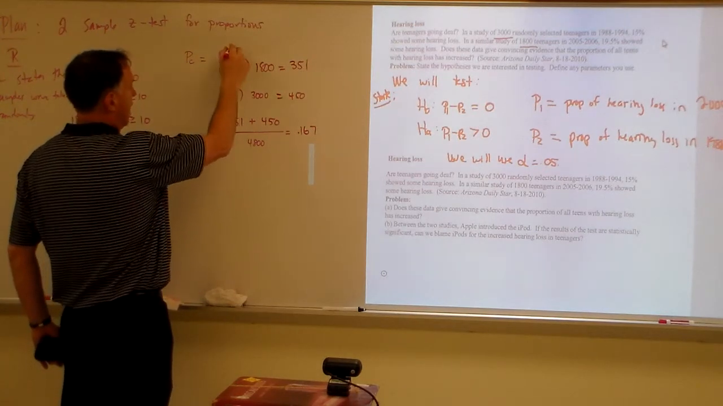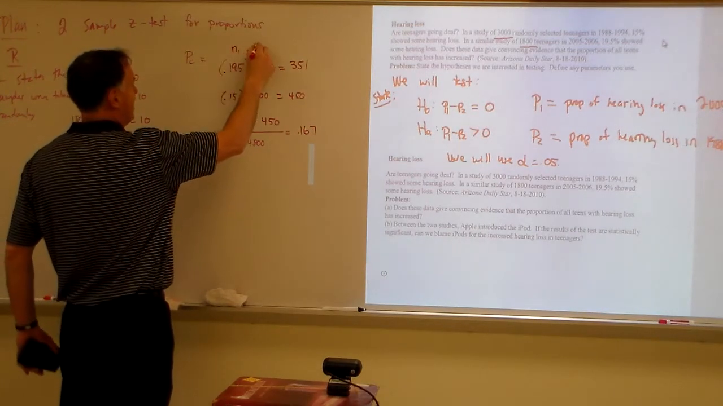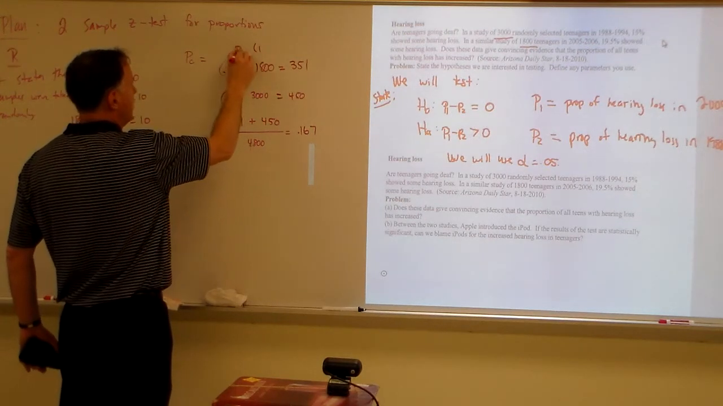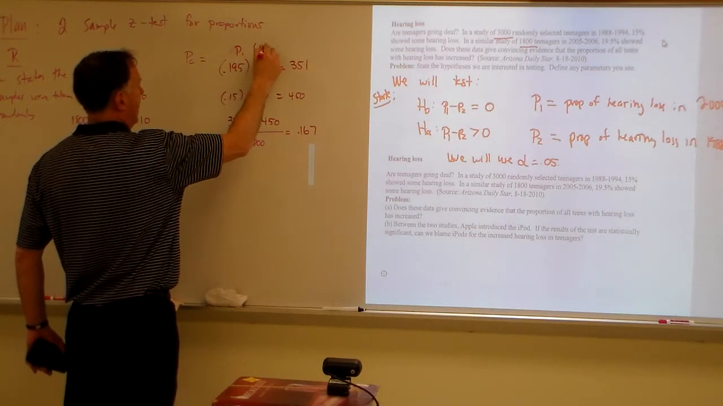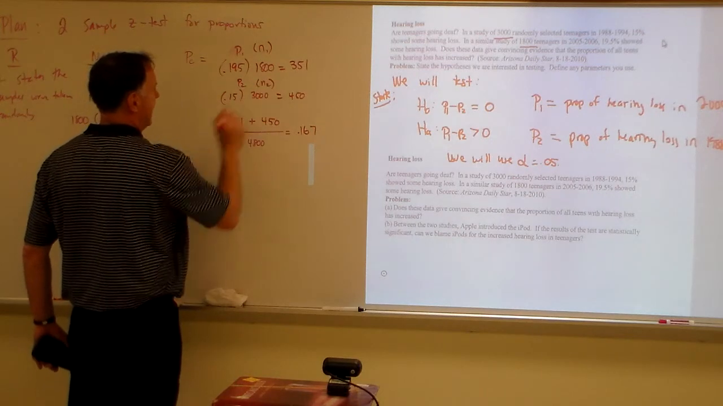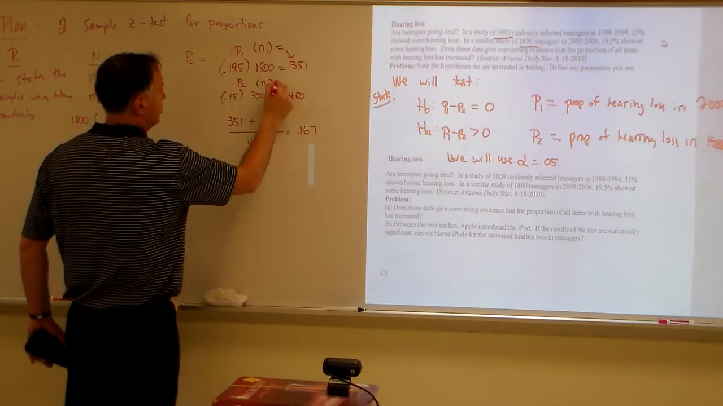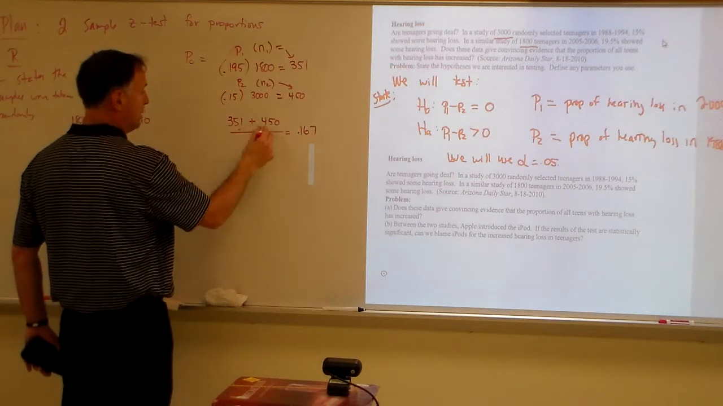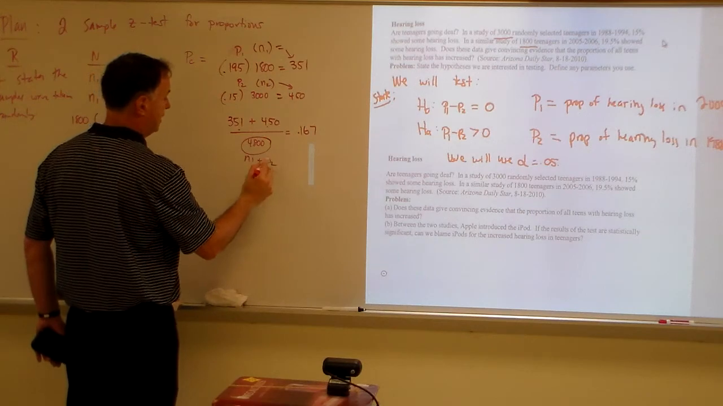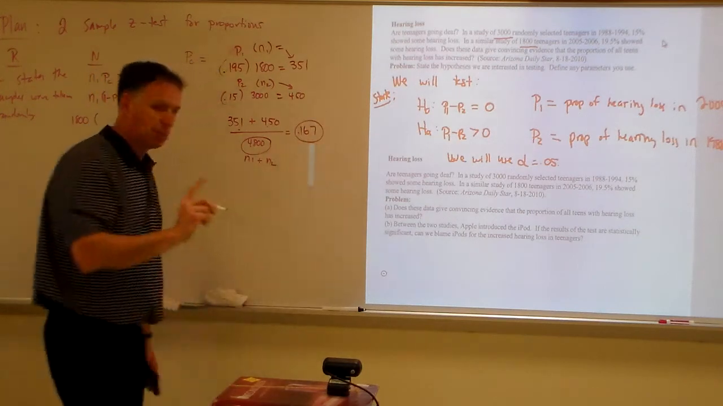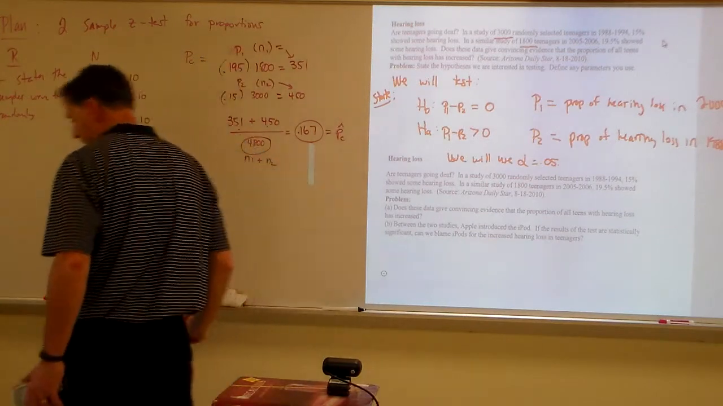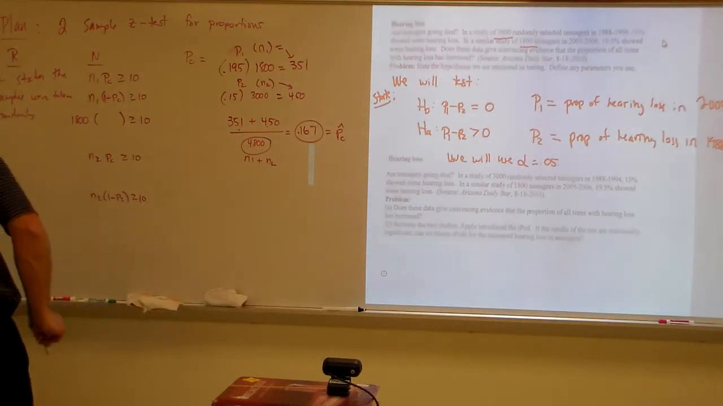We took our P1 and multiplied times our N1. And then we took our P2 and multiplied times N2 to find these two numbers. And then those become our numerator, and our denominator is N1 plus N2. So this is the pooled proportion that we use. This is p-hat C, okay? And it's a hat because we're talking about a sample.